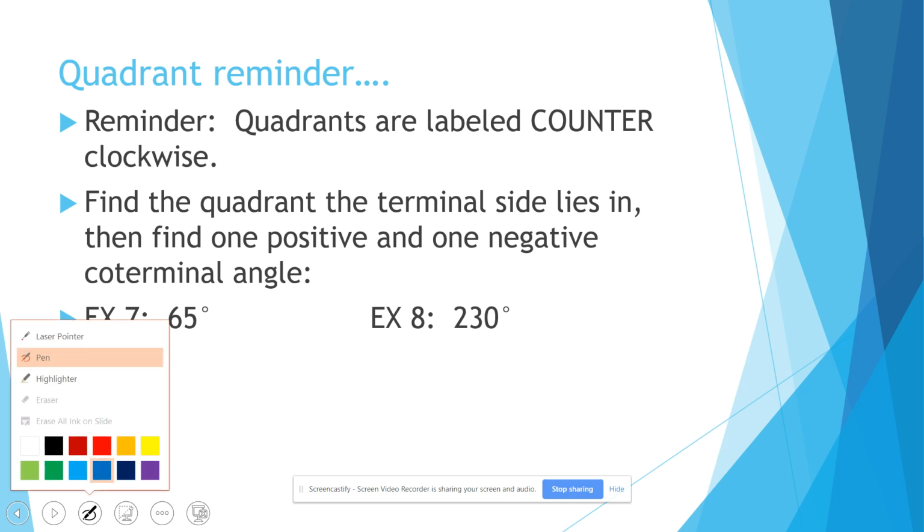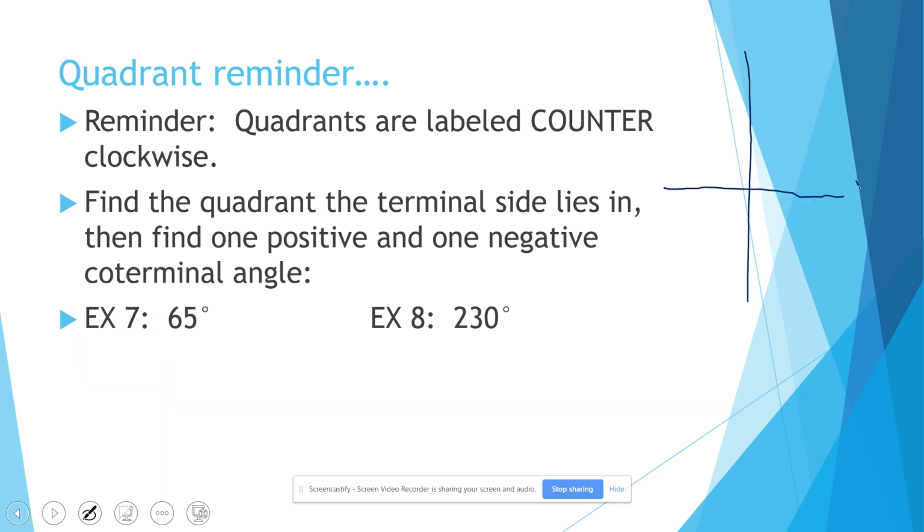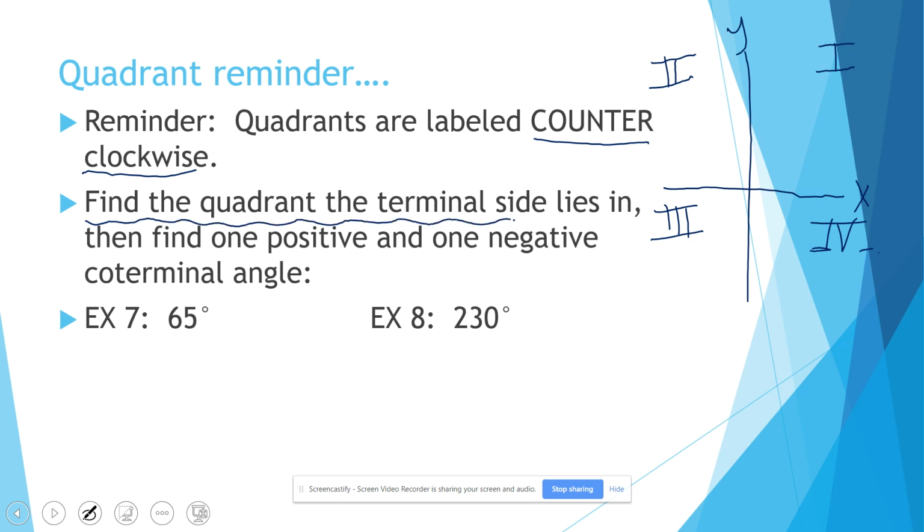Quadrants. So a reminder, when we're looking at a coordinate grid, X, Y, our quadrants are labeled counterclockwise. So over here in the upper right-hand corner is quadrant 1. Then counterclockwise, we have quadrant 2, quadrant 3, and quadrant 4. So the directions for these last two examples are to first find the quadrant of the terminal side. Then find one positive and one negative coterminal angle.